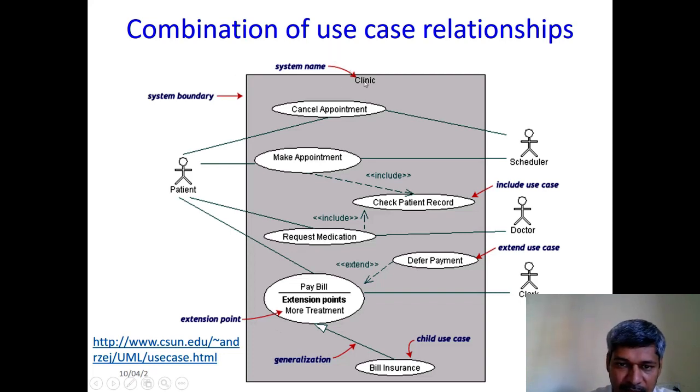See this one. Here is the system name, which is the clinic, which you put as the system boundary. We have already discussed that actors are always outside the system boundary of whatever you are trying to develop. In this one, the system is the clinic, and the actors are the patients, the doctor, and the scheduler, say a receptionist, who will make the appointment for you. And then there could be a clerk who will collect the bills from you. These are external, outside the system, so they are the actors.